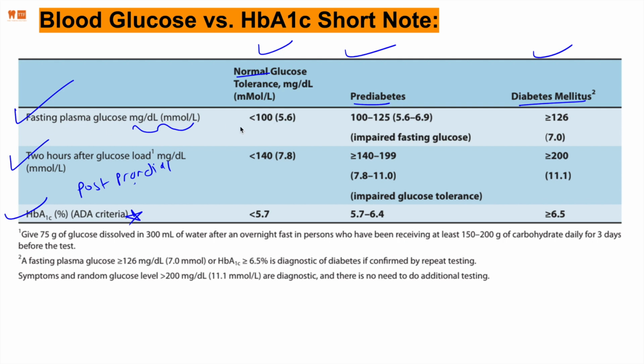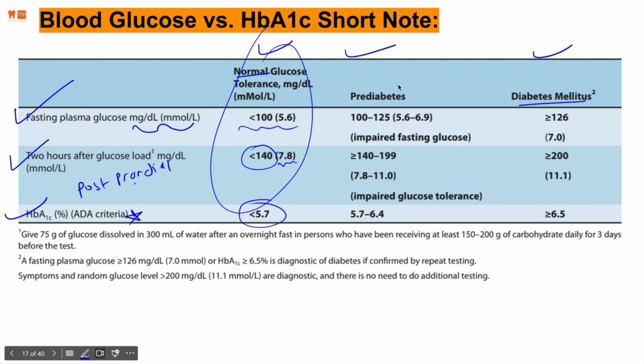Fasting glucose less than 100 or 5.6 millimoles per liter is normal. 2 hours after meal, milligram per deciliter levels less than 140, millimoles are 7.8, very normal. HbA1c less than 5.7, very normal. That's great, we cleared that.